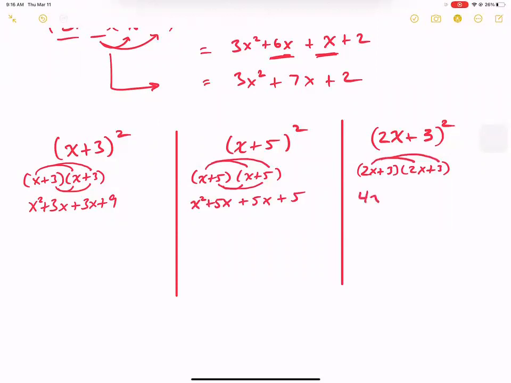So 2x times 2x and 2x times 3, everyone has to talk to everyone. That's 4x squared. And 2x times 3 becomes a 6x. Okay, now that's to work on the 3. 3 times 2 is 6x. And 3 times 3 is 9.